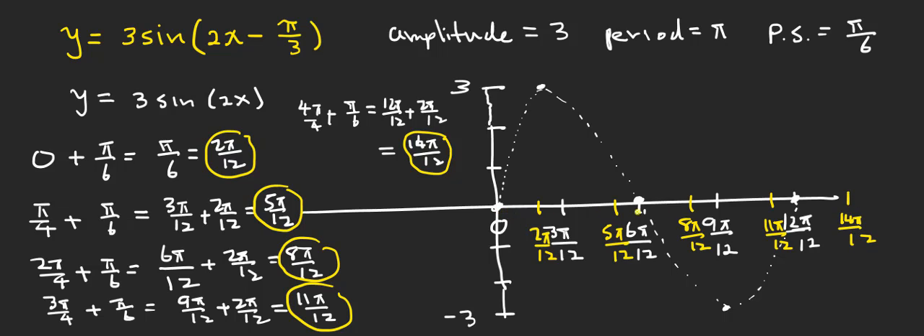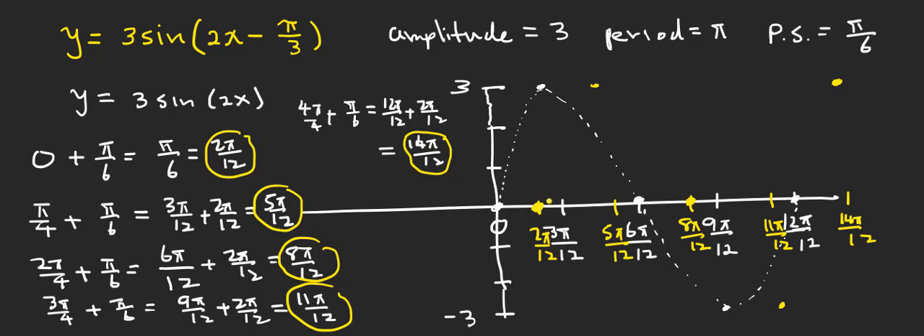Because we're going to have a shift to the right. So this point ends up over here. And that point ends up over here. And this point will end up over here. And this point will end up over here. And this point will end up over here. Because you have a horizontal shift to the right.